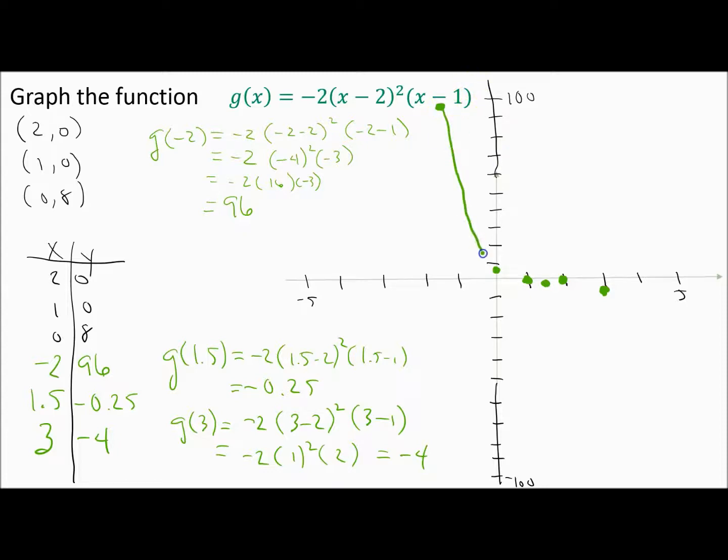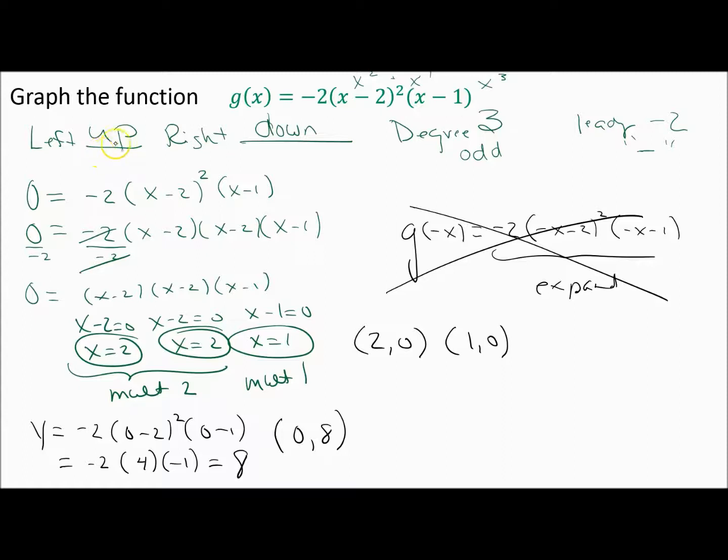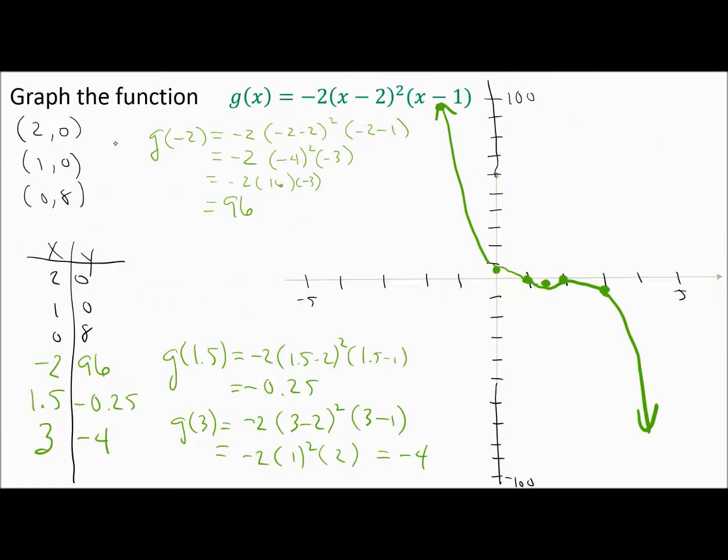We connect the dots. Now notice it comes down here, it comes below the axis, it just touches, and then it's going to go back down. Now how do I know that? Well, remember our end behavior. Let's go back to the previous page. Our end behavior is the left is up and the right is down. Let's take a look. We do have the left up and the right down.